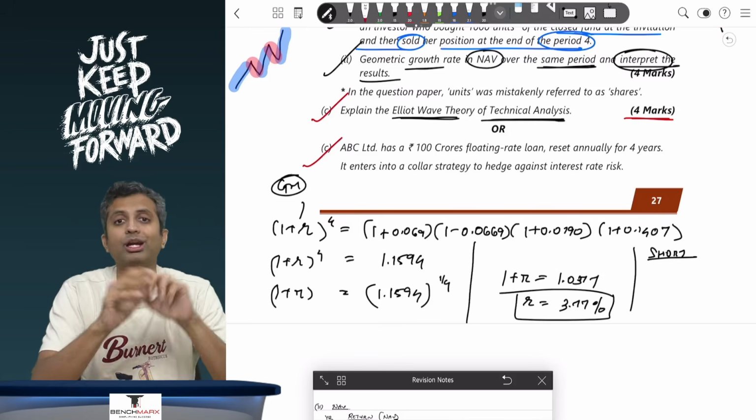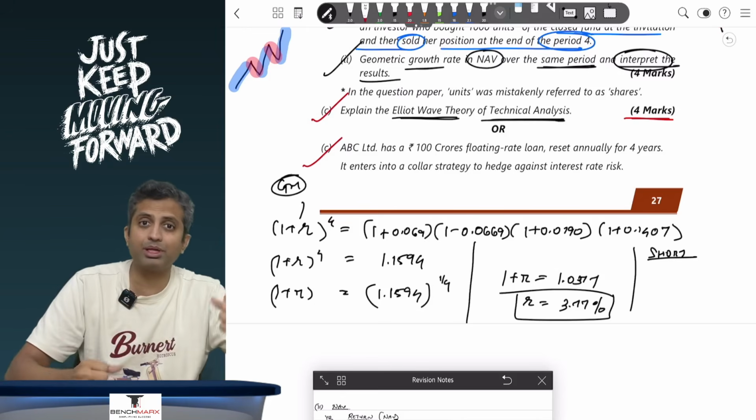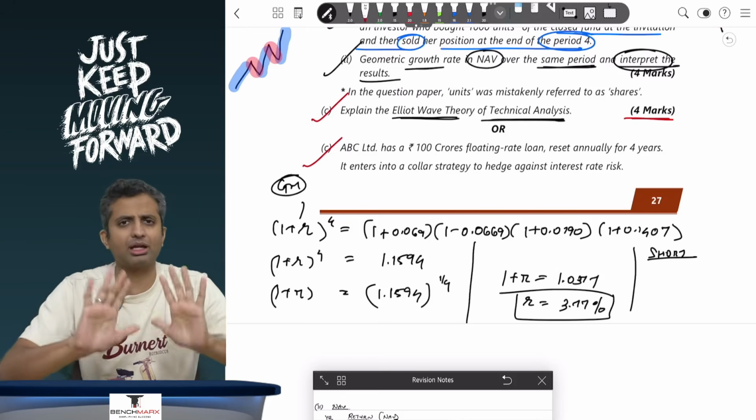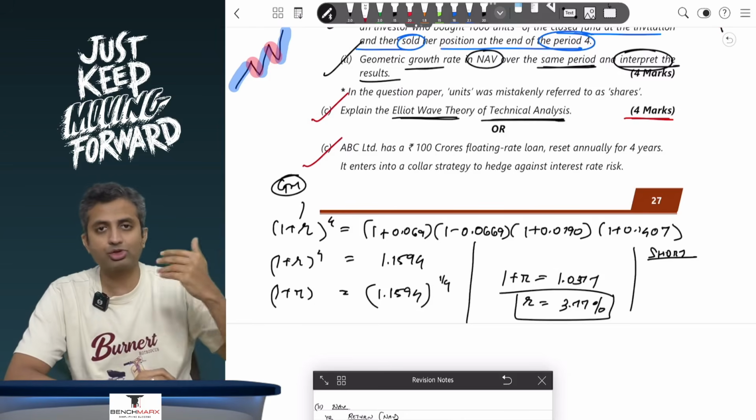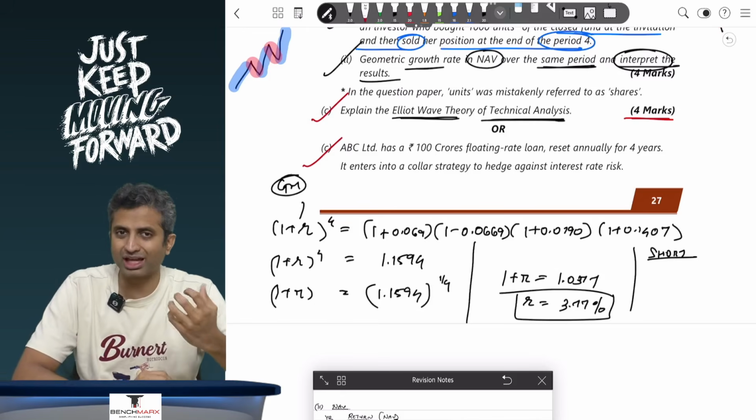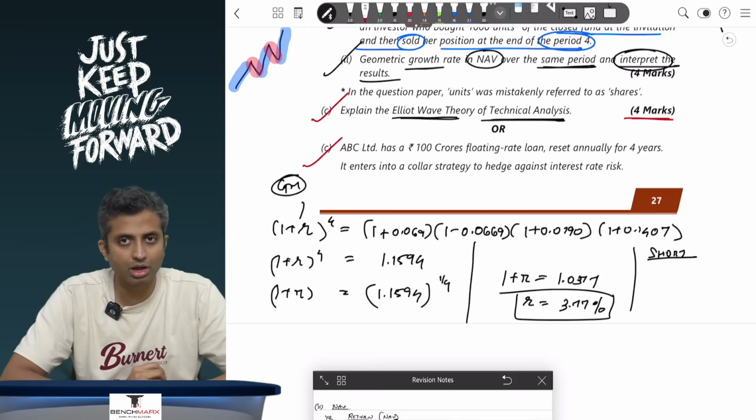Sometimes I'll try to create what is called a zero cost collar, which means the premium that I pay on the cap will equal the premium that I receive from the floor, in which case my cost ultimately comes to be zero. I'll have two options in such a case. I'm an option holder for the cap and an option writer for the floor.